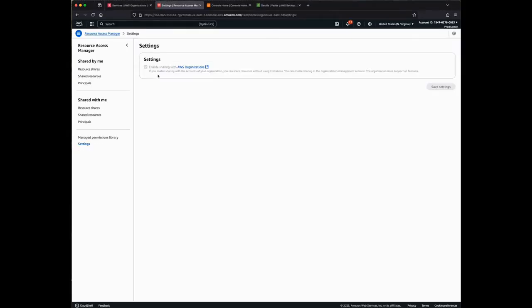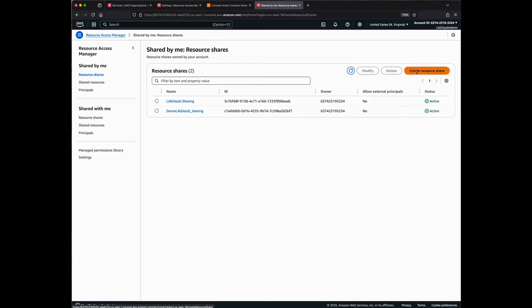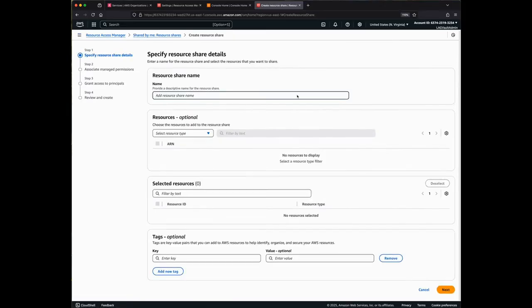To initiate resource sharing, users must first ensure that Resource Access Management (RAM) is enabled for their AWS accounts. This prerequisite is vital for successful sharing. Creating a resource share involves selecting specific resources, such as AWS Backup vaults, that need to be shared across different accounts, allowing for targeted collaboration.